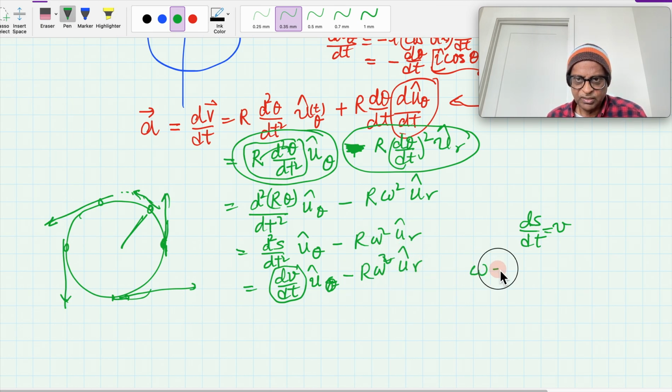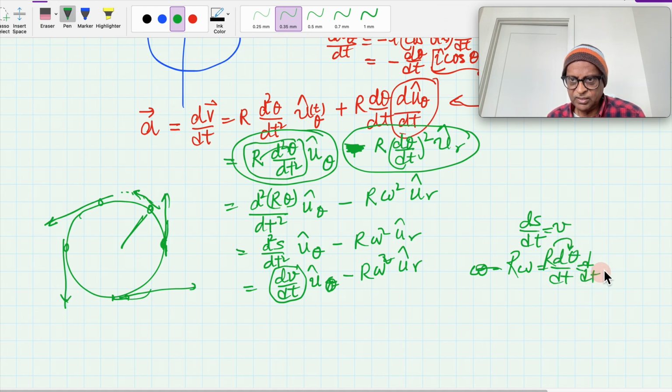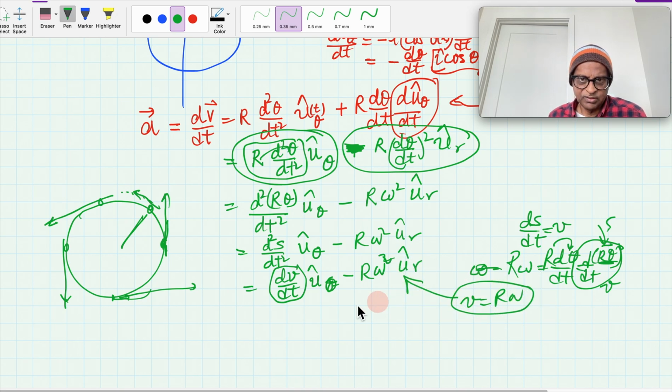But omega is d theta over dt. If you multiply r here and bring r inside, then you have d dt of r theta, that's just s, and this whole thing is just the speed. The speed equals r omega. So we can write this a little bit more simply: dv dt u hat theta minus v square over r u hat r.